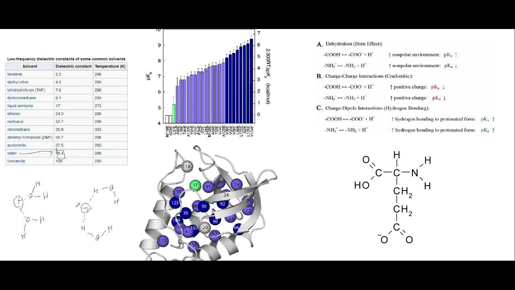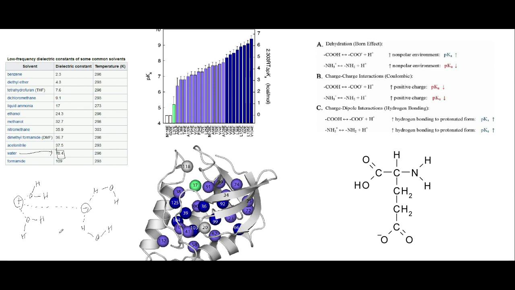And what that's doing is stabilizing this charge. And so there isn't going to be as much charge felt between these two, since the solution is stabilizing this charge. And so having this higher dielectric constant is going to stabilize these charges such that they don't feel as much charge between each other.